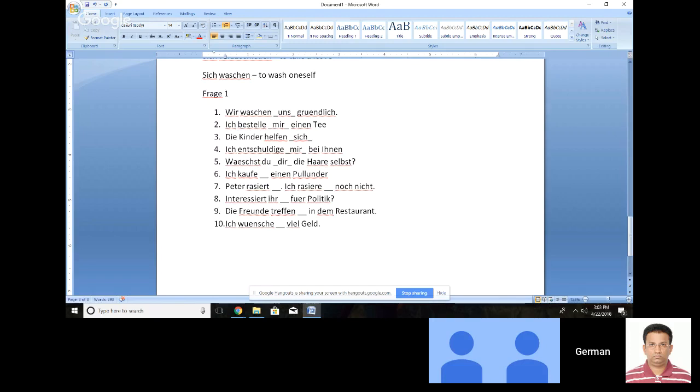And the Die Kinder helfen mir also will go there, right? Number 9. The Kinder help themselves. The main reason we are using reflexive is the Kinder are helping themselves. That is, the noun or the personal pronoun is doing work on itself.